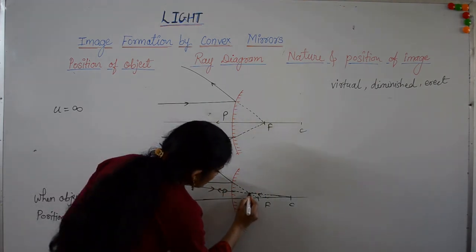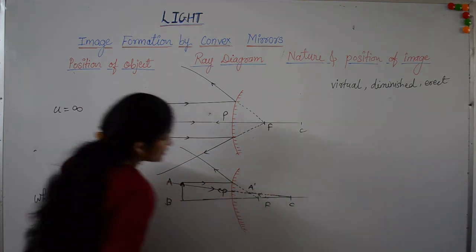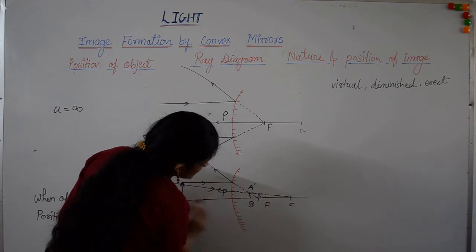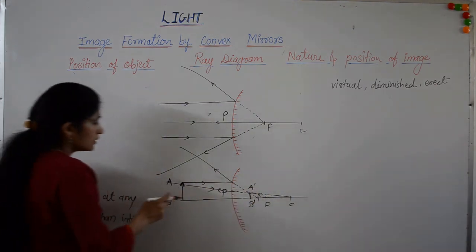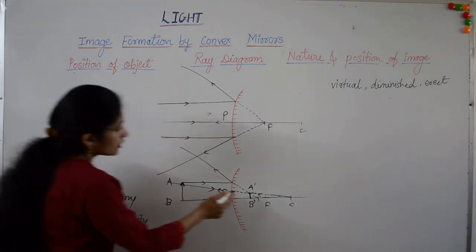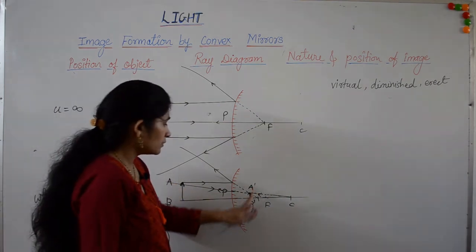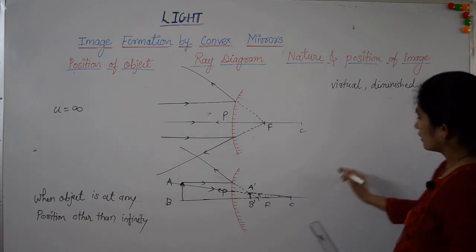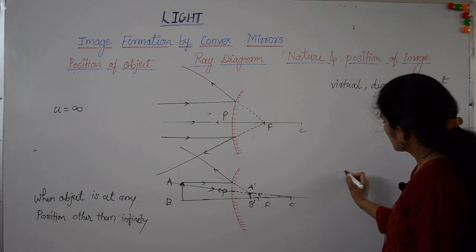So they intersect at this point, and this is the image of point A, which is A dash, and we have to draw a perpendicular from A dash on the principal axis, which gives B dash, the image of B. Therefore A dash B dash is the image of object AB. Now you can see here we have taken the two rays from point A, hence the image is erect. Erect means it is upright, and it is virtual because the reflected rays do not meet.